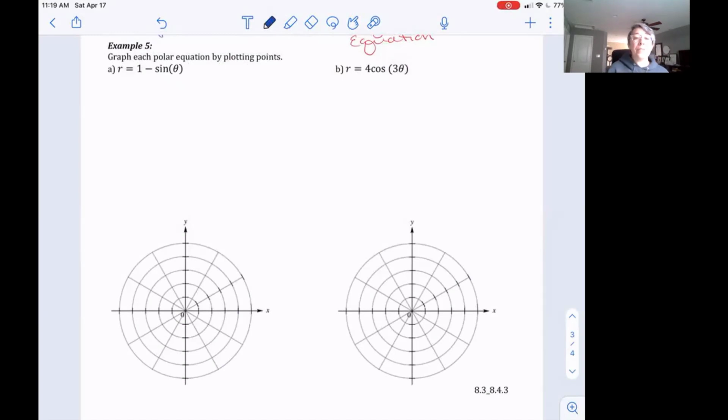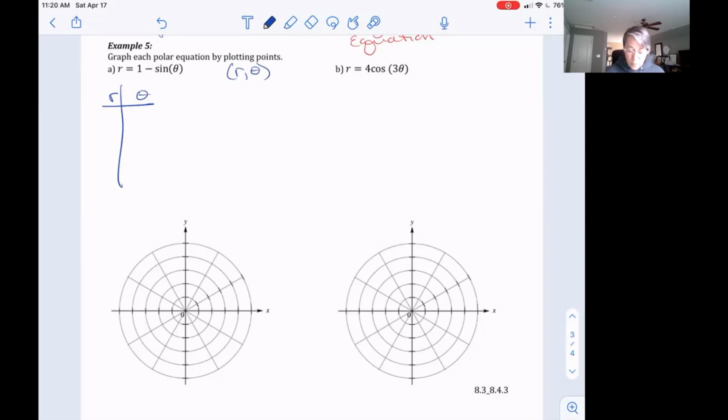In example 5, we're asked to graph each polar equation by plotting points. This can be a little bit tricky because remember, we can have one point with several different values, different r's and thetas that can get us to that exact same point. So let's start by just plotting those quadrantal points.